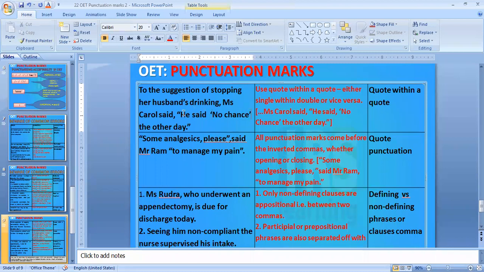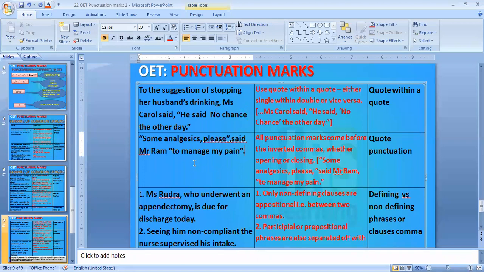Because double inverted commas are used for the words said by Carroll, and no chance is said not by Carroll but by her husband. So this is called quote within a quote. Inverted commas within inverted commas. Use a quote within a quote, either single within double, or vice versa. It's up to you. You can use double for the main and single inside, or single outside, double inside.